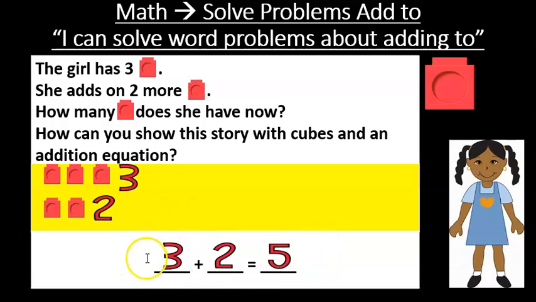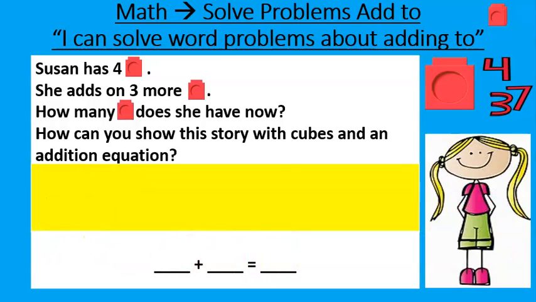Let's read it together. 3 plus 2 equals 5. Let's read it again. 3 plus 2 equals 5. And that's our answer. So it says, how many cubes does she have now? 5. Okay, good job.